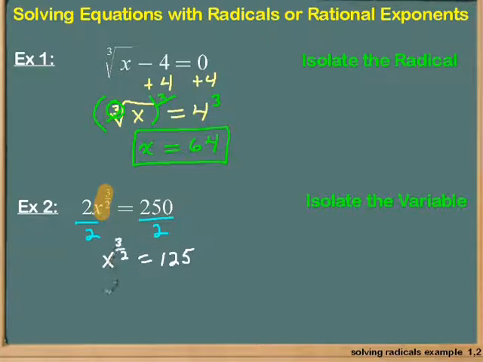Now, I need to get x to the first power. So can you think of what I have to multiply that 3 halves by to get that to a value of 1? Yep, you're right, 2/3. Whatever I do to one side, I do to the other. If you multiply 3 halves times 2/3, you're going to end up getting a value of 1. And that's exactly what we wanted to do. I'm just going to go ahead and write what I now know I have, 125 to the 2/3. We're not done yet. We have to simplify this.